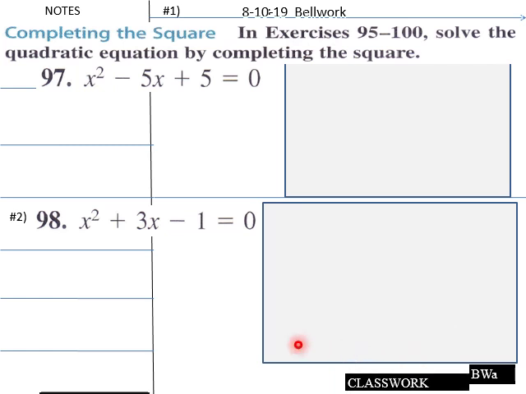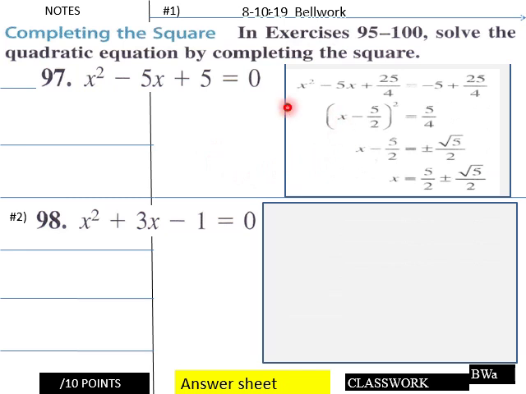Okay, welcome back everybody for today's solutions to today's bell work. For this one here, we divide our 5 by 2, square it, add it to both sides. Now we have a perfect square. Move this over here. Take the square root of both sides. Now we have x minus 5 over 2 equals plus or minus radical 5 over 2. Move our 5 halves over. So now we have x equals 5 over 2 plus or minus radical 5 over 2 for number 97.